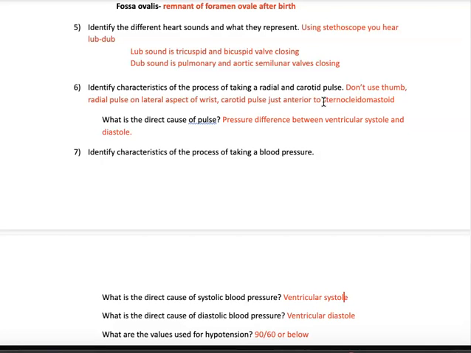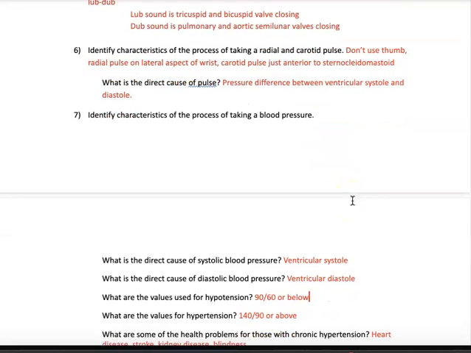So as the ventricles contract, it's systole. As they relax, it's diastole. So you're feeling a pressure difference. You are not feeling the heartbeat. You are feeling a pressure difference. So when you feel it go through your fingers, systole, then you feel diastole, systole, diastole. We will go through how to take blood pressure. We will do that.